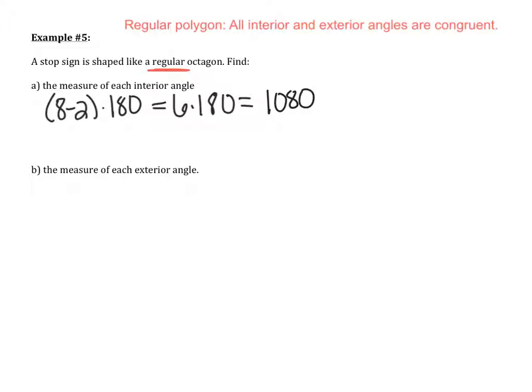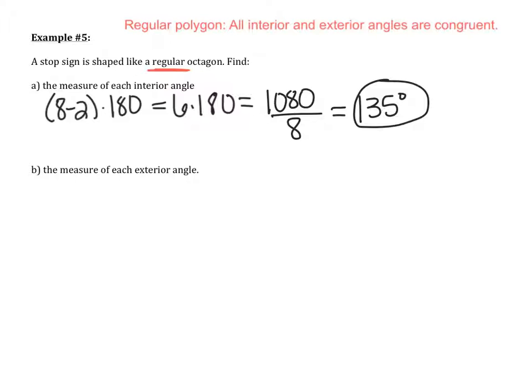So since each angle is congruent to itself and there are 8 angles, I would just take this number and divide by 8. So 1080 divided by 8 is 135. So that means that each angle inside of a regular octagon is 135 degrees. For part B, it says we need to find the measure of each exterior angle. So for regular polygons, all the exterior angles are congruent to each other too.